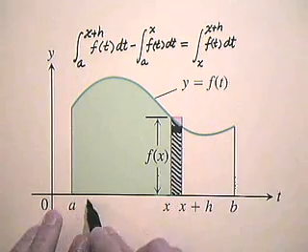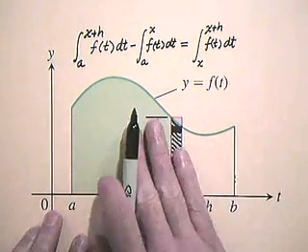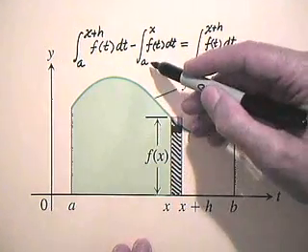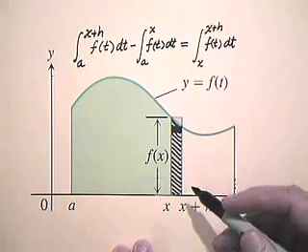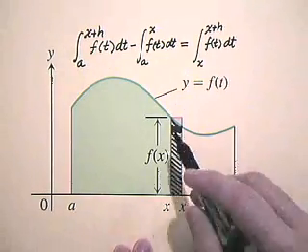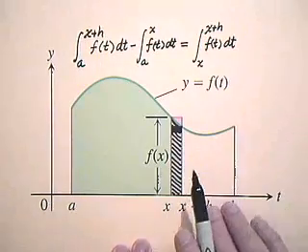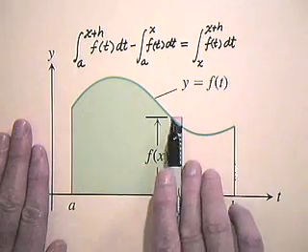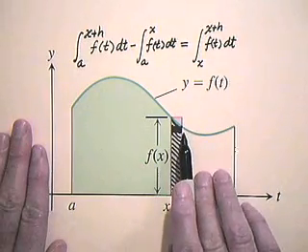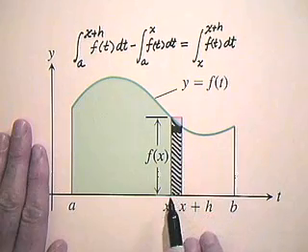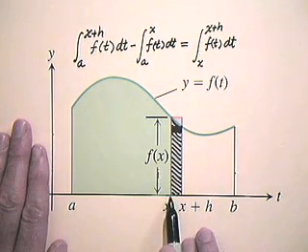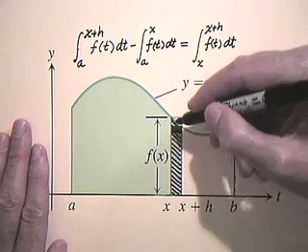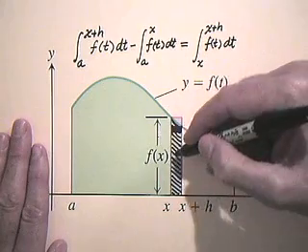From a over to x, this shaded portion under the curve is the area which represents the integral from a to x of f of t dt. And now, the integral from a to x plus h of f of t dt would be the area under the curve from x equal a all the way over to x plus h. And so consequently, when I take the difference, all I'm getting is the definite integral from x to x plus h of f of t dt. That's, in this picture, the area under the curve.